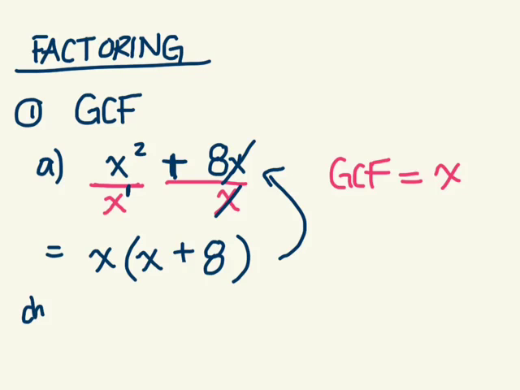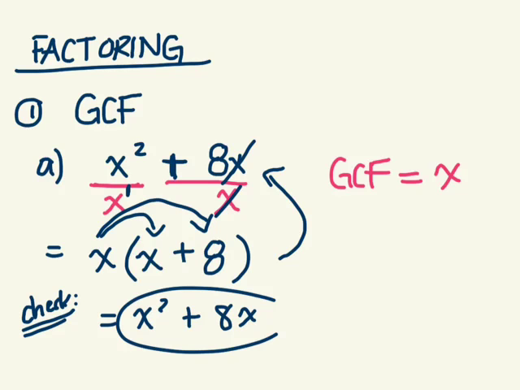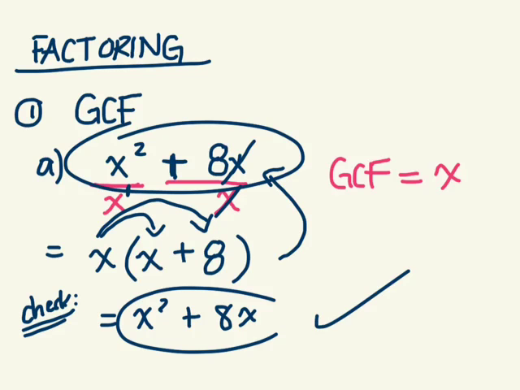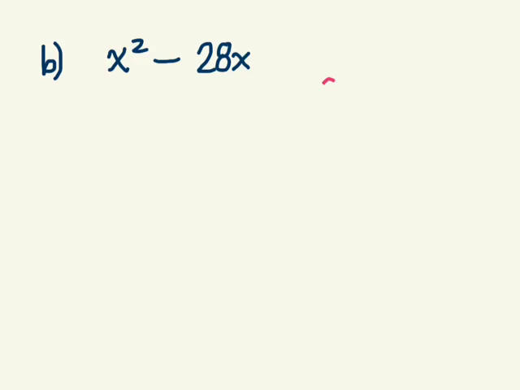Okay, you can check to make sure that you actually got the right answer. Check by expanding. What's x times x? What's x times 8? Did we get the same answer? Yes. Okay, once again. What's the greatest common factor? What can both of these terms be divided by?